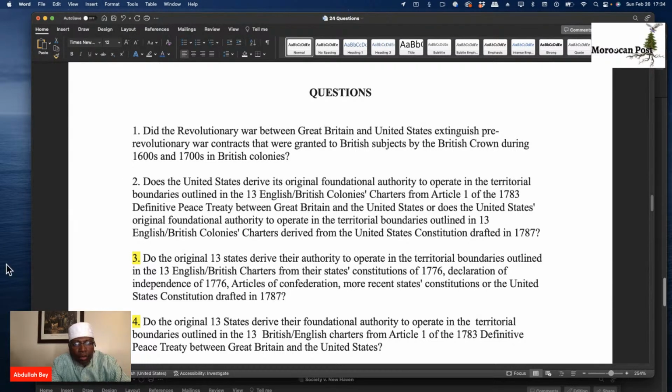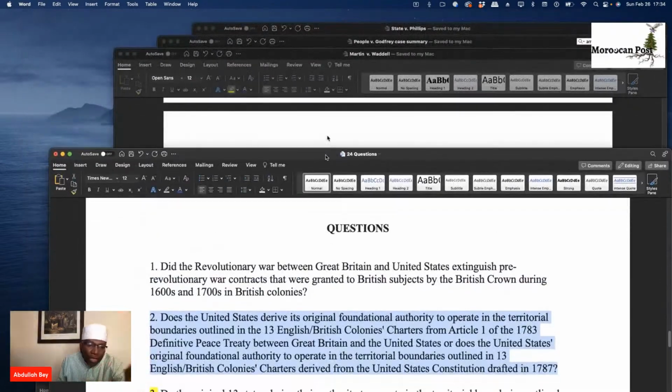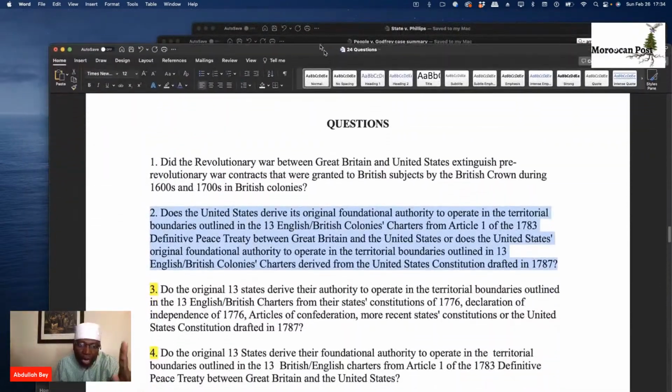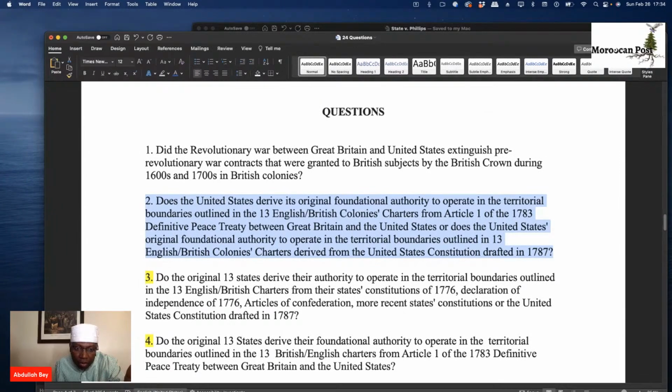All right. The answer is neither. It's neither. All right. So let's go to Article 1 of the Definitive Peace Treaty. The answer is neither. It's neither. You said United States. Does the United States derive authority to operate?